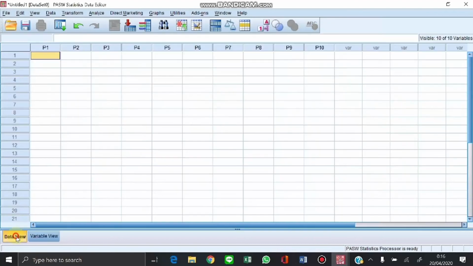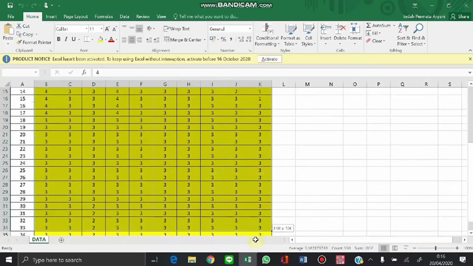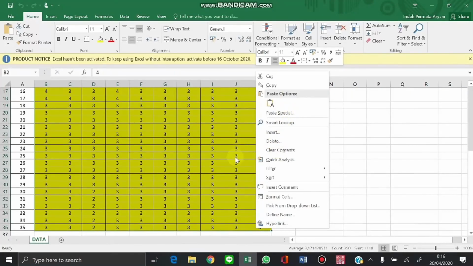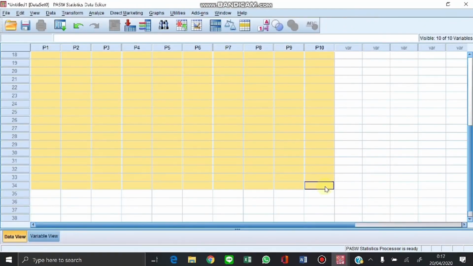Okay, if done, we need to go to data view and we can see that there's P1 until 10. In this research, we have 35 respondents, so we need to serve the original data from the questionnaire from each question. Here, we select all and then we copy, and we paste it to the data view until 35 because we have 35 respondents.